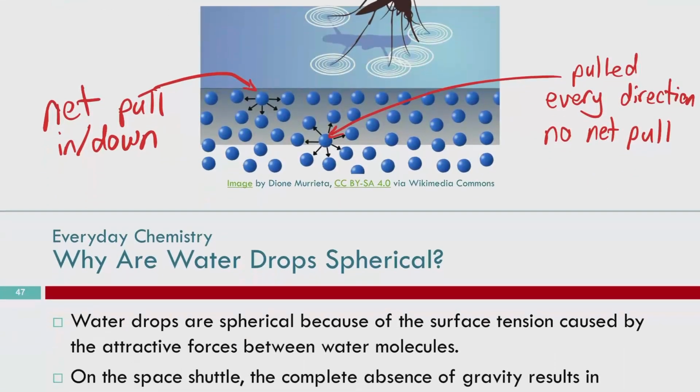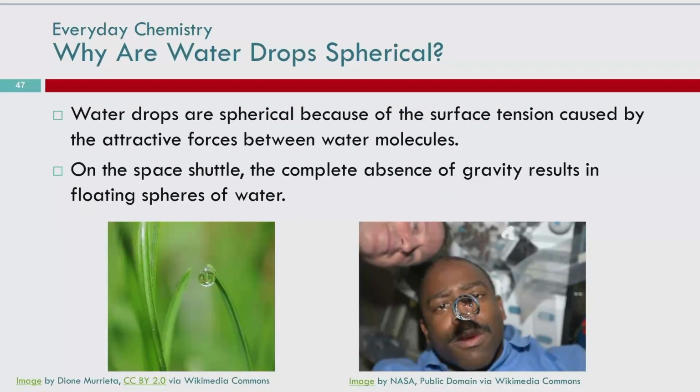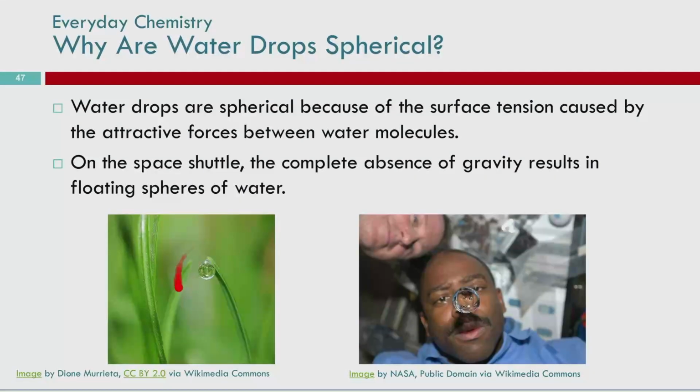It's also the reason that water drops are spherical. We can get pretty pictures of water drops like this, or if you're on the International Space Station, you can get big globs of water that float around because they're not being pulled down and the intermolecular forces just pull them together. That's a very fun and cool picture, and that's thanks to surface tension.